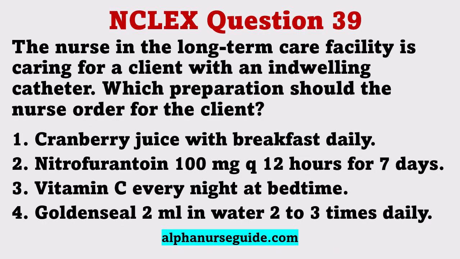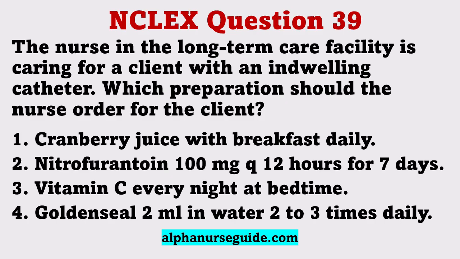The nurse in the long-term care facility is caring for a client with an indwelling catheter. Which preparation should the nurse order for the client? 1. Cranberry juice with breakfast daily. 2. Nitrofurantoin, 100 mg every 12 hours for 7 days. 3. Vitamin C every night at bedtime. 4. Golden Seal 2 milliliters in water 2 to 3 times daily.